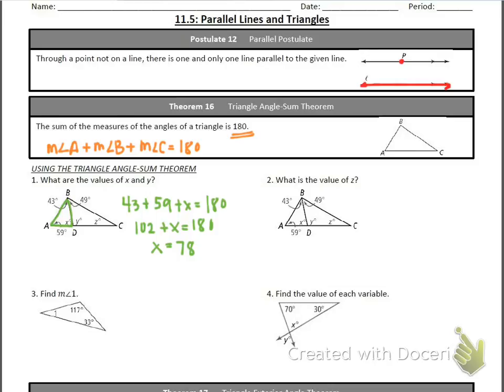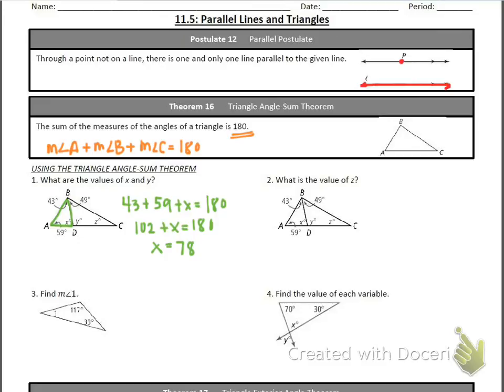Yes. So how could we solve for y? Do 180 minus 78, right? Where do you keep getting 59? I give up. It's 78. Okay. So yes.